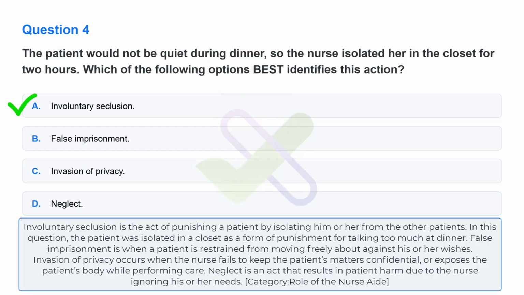The correct answer is A. Involuntary seclusion. Involuntary seclusion is the act of punishing a patient by isolating him or her from the other patients. In this question, the patient was isolated in a closet as a form of punishment for talking too much at dinner. False imprisonment is when a patient is restrained from moving freely about against his or her wishes. Invasion of privacy occurs when the nurse fails to keep the patient's matters confidential, or exposes the patient's body while performing care. Neglect is an act that results in patient harm due to the nurse ignoring his or her needs. Category: Role of the nurse aide.